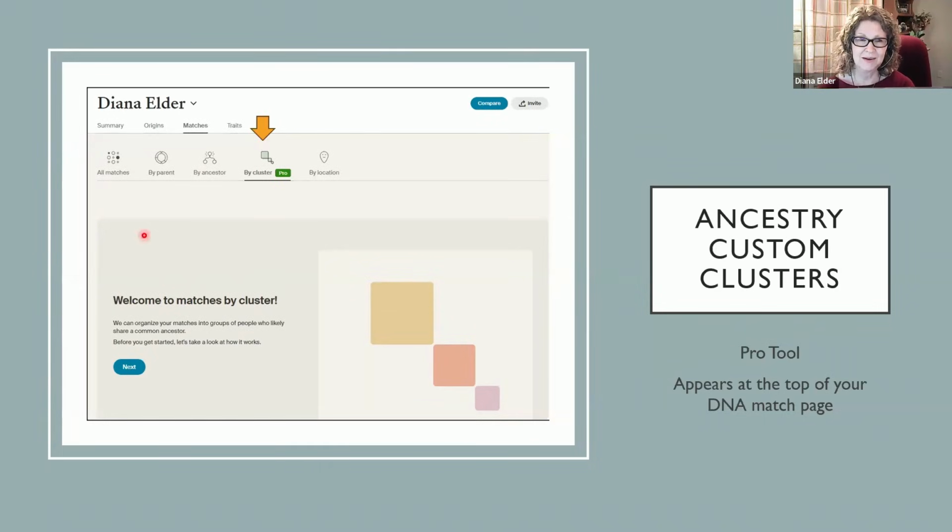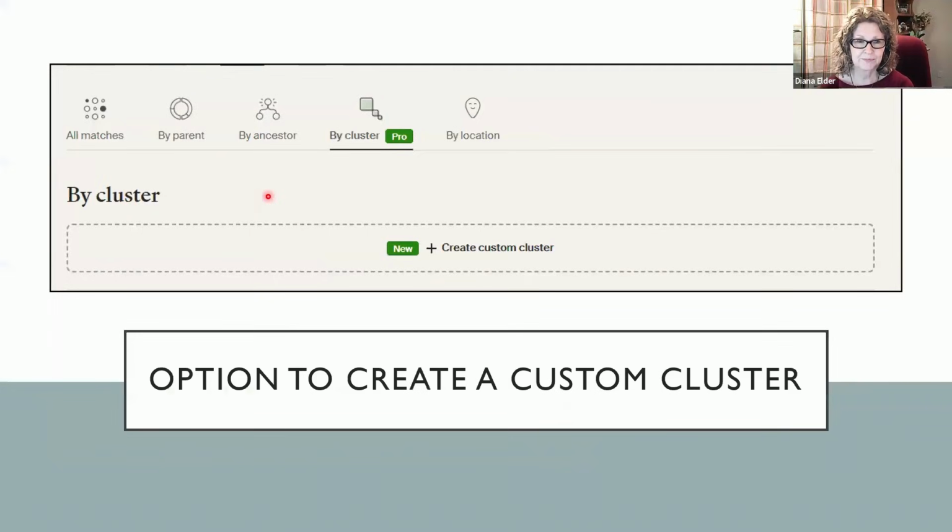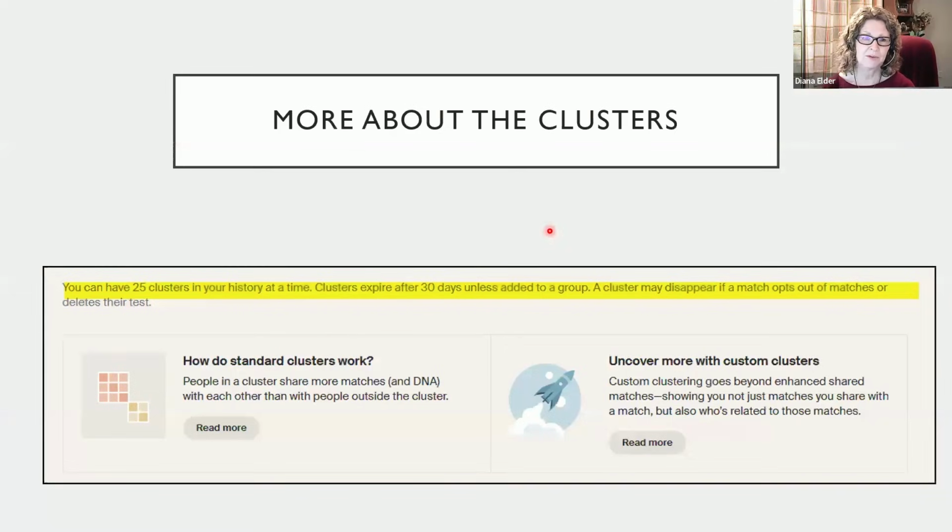in our research. So where do you find clusters? If you haven't seen them yet, you go to your match page, and the match page looks a little different now than it used to. You know, things keep changing around on these websites, but you can see up here, you can look at all matches by parent, by ancestor, or by cluster, or by location. So if you click on by cluster, then you will see that you can now create a custom cluster. And so you would just click on that, and then it will give you some information.